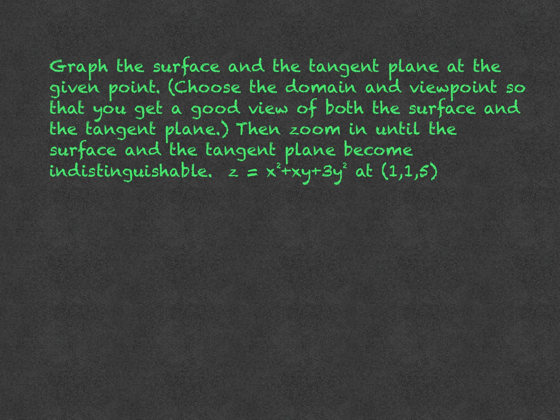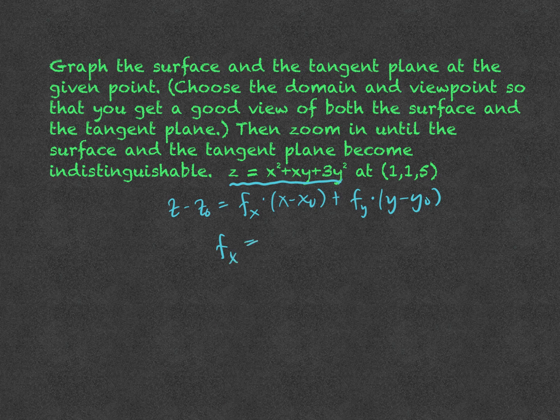So let's start with our formula. Our formula says z minus z sub 0 equals the partial derivative with respect to x times x minus x sub 0, plus the partial derivative with respect to y times y minus y sub 0. And we have the point (1, 1, 5) and z equals this beautiful equation right here, which is an elliptical paraboloid. So our partial derivative with respect to x is 2x plus y. When we plug in these values of 1, 1, we get 2 plus 1, which equals 3.